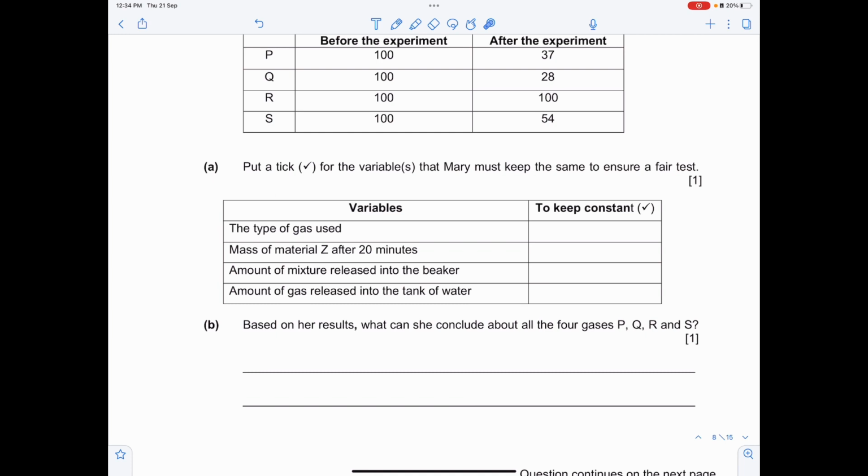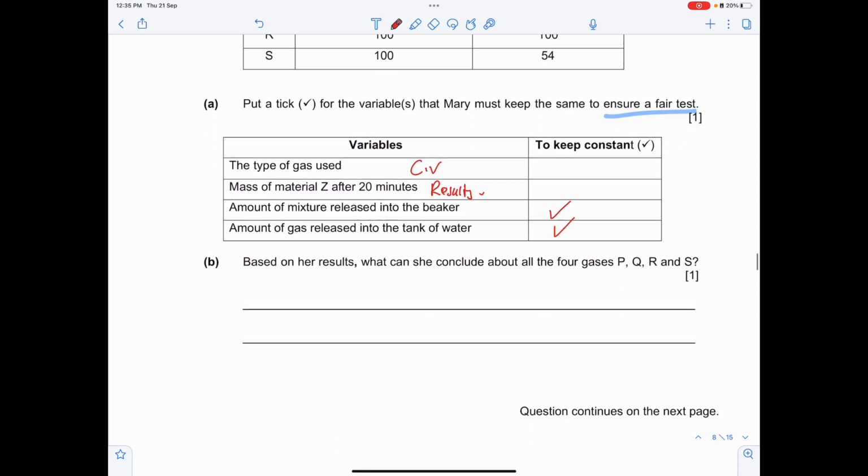Okay, so remember, in a fair test there is only one change variable. The variable that you're supposed to change in this case is actually the type of gas. Other than that should be all the same. So they ask you what must keep the same. So your answer should be the mass. Okay, sorry, not the mass, my apologies, not the mass, amount of mixture and amount of gas. The mass of the material, this is actually your results. This cannot be kept the same because it depends on the outcome of the experiment, and this is your change variable. So these two you cannot keep the same.